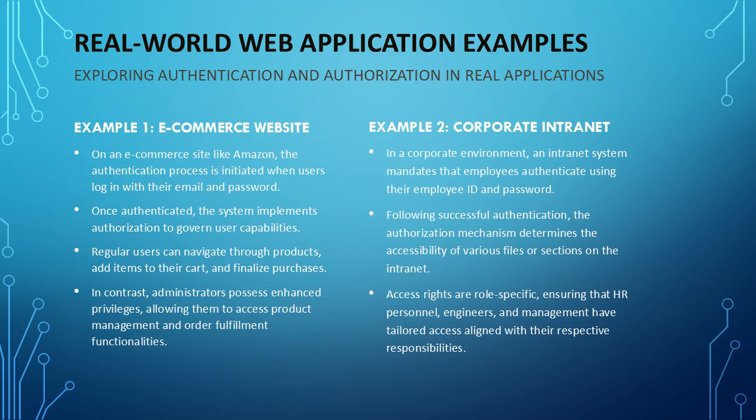Example 1. E-commerce website. On an e-commerce site like Amazon, the authentication process happens when you log in with your email and password. Once authenticated, the system uses authorization to control what you can do. As a regular user, you can browse products, add items to your cart, and check out. But if you were an admin, you might have additional access to product management or order fulfillment systems.